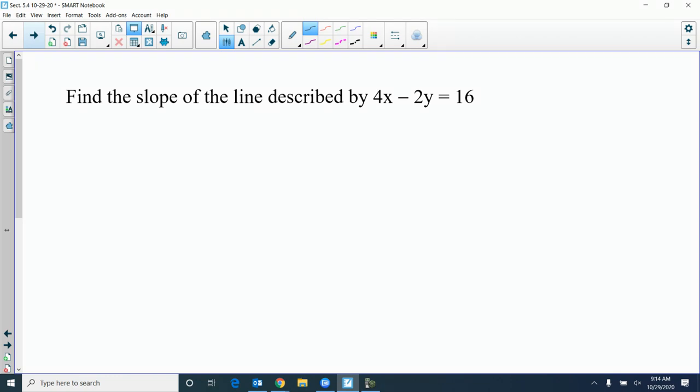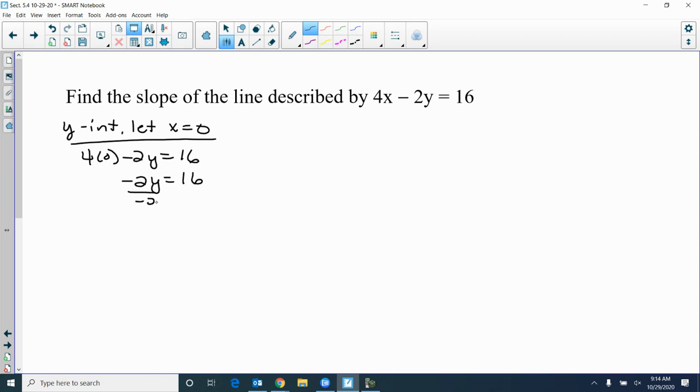Let y equal 0. So for the y-intercept, hold on, I'm going to do the x first. It doesn't matter. For the y-intercept, let x equal 0. Remember, it wipes it out. 4 times 0 wipes that whole thing out. So I'm left with -2y equals 16. So y is -8. You get 0, -8.